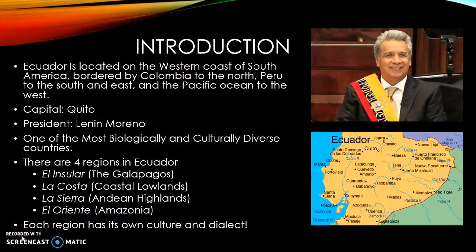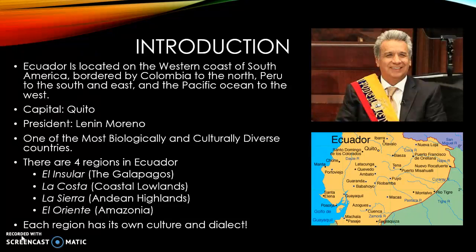The country of Ecuador is a small country on the western coast of South America. It is bordered by Colombia to the north, Peru to the south and east, and the Pacific Ocean to the west. Its capital is Quito, and it is mainly known for being on the equatorial line. Ecuador, however, is much more than that.